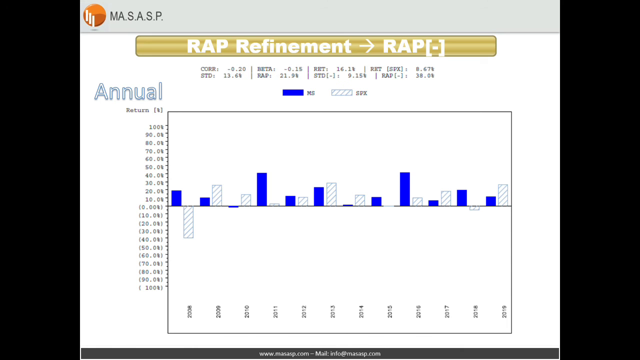Risk-adjusted performance estimated based on the negative volatility shows a profitability that is definitely higher than the former estimate. Remember that the suffix minus within brackets always hints at the fact that the overall volatility has been replaced by the negative volatility.